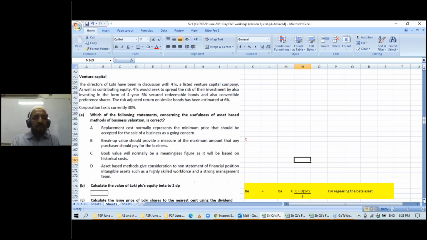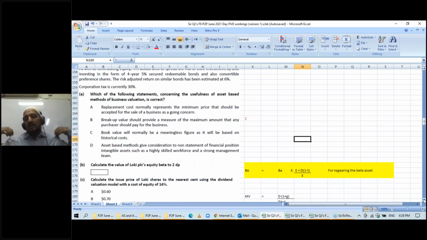Asset-based methods do not consider goodwill and all intangible assets and other assets which are not present on the balance sheet. But the income-based method does consider the goodwill and the income prospects and these type of things.